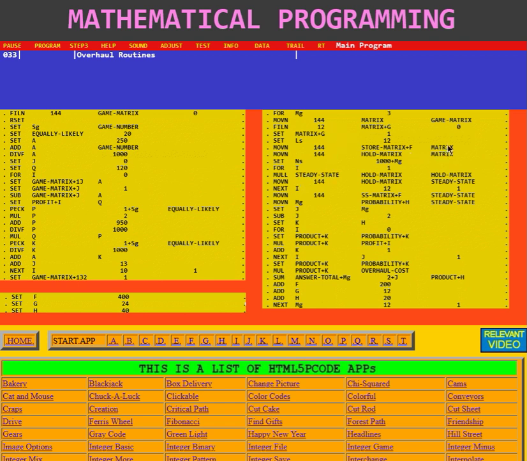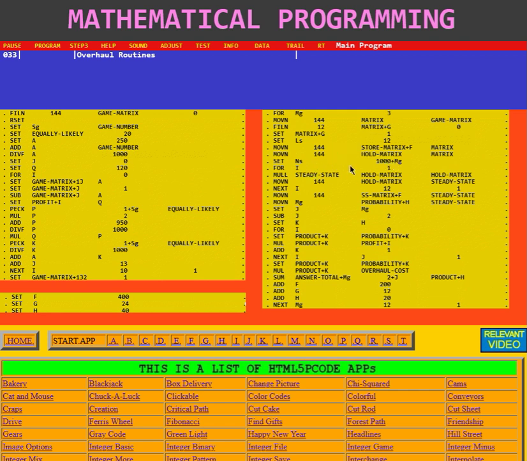Then it moves all of matrix to the store matrix at that offset F. So it's storing every one of these matrices as we make it. The next one moves matrix into hold matrix. Well, it's going to use that down here to multiply. Then it sets NS to 1000 plus mg. Remember the first time it's 3, so this will be 1003. The fact that 1000 is added to it means that it's a square matrix, and we can use this multiply list to perform a multiply of one matrix times another.